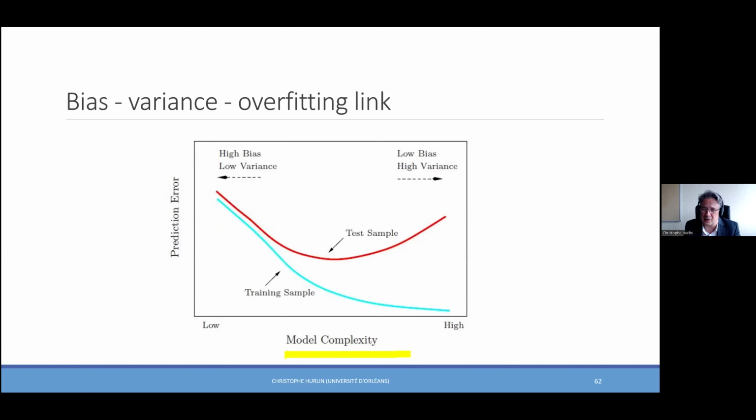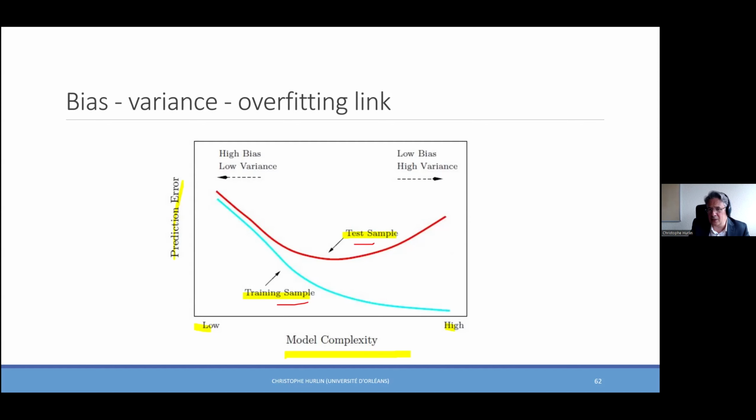We have the model complexity, high or low, and here you have the prediction error. Now I distinguish between the training sample and the test sample. I compute my prediction error, for instance, by measuring my mean squared error on the train set or the test set.